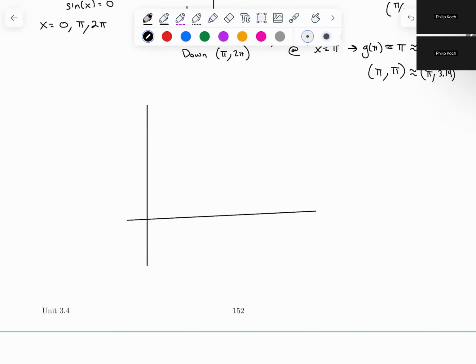Make sure you have a little bit of space on the bottom. You don't need too much. I'm going to do 3 tick marks: 1, 2, 3. And then 1, 2, 3, 4, 5, 6, 7, 8.